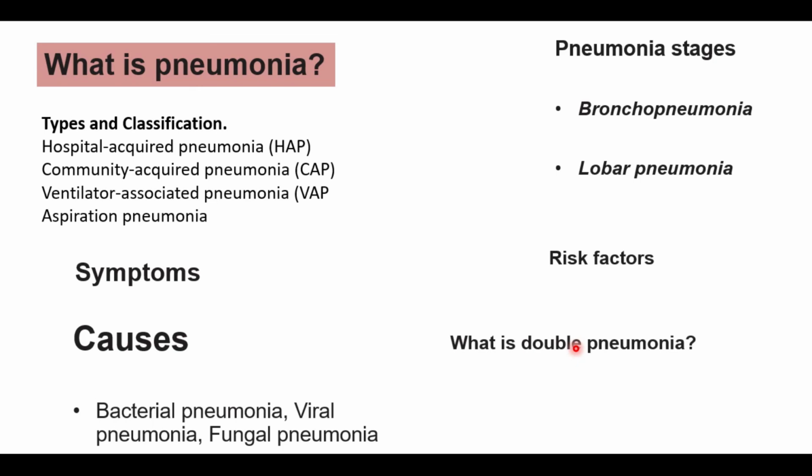What is double pneumonia? Double pneumonia is a lung infection that affects both of the lungs. The infection inflames the air sacs in the lungs, the alveoli, which fill with fluid or pus. So this inflammation makes it hard to breathe. The most common causes of pneumonia are bacteria and viruses. Infection from fungi or parasites can also cause double pneumonia.